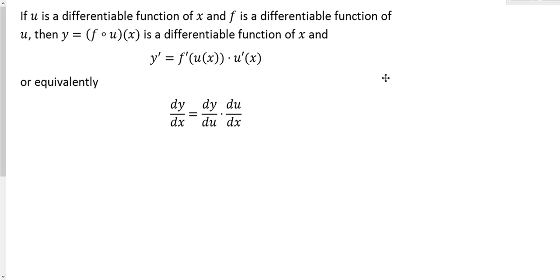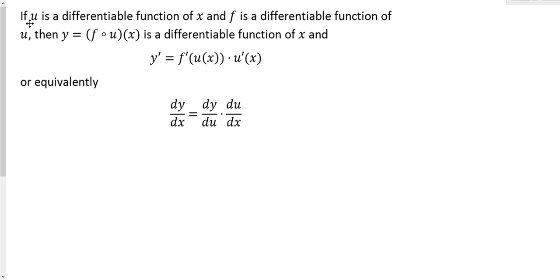Okay, so now I'd like to talk about the chain rule. The chain rule is used when we are taking the derivative, and the function we are trying to take the derivative of is a composition of two other functions. So let's take a look.